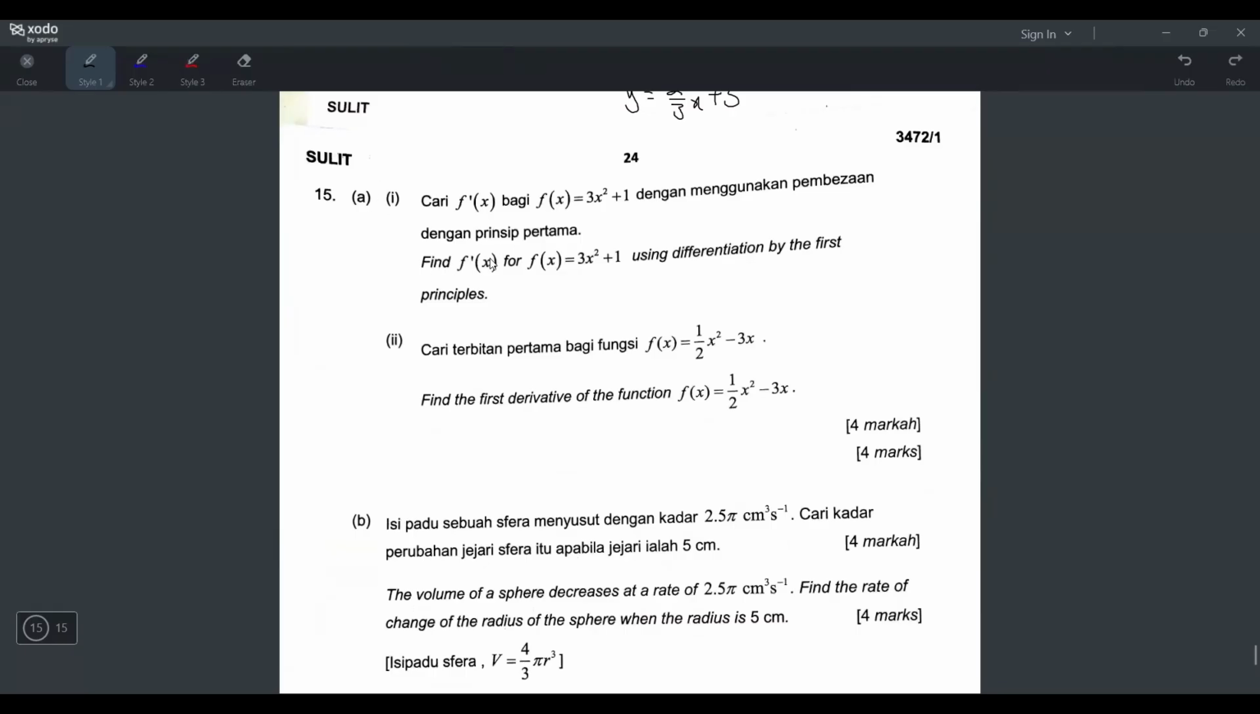Okay, soalan A1, they say find f prime x. It means differentiate lah. For f(x) = 3x squared plus 1 using differentiation by first principle.